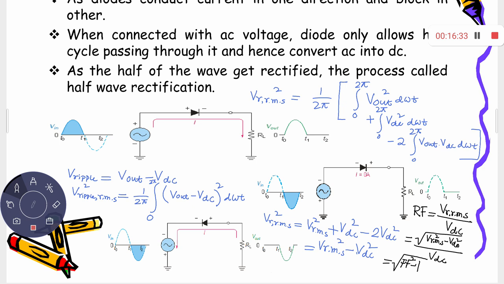So for a good rectifier, you should expect that the ripple factor, or you can also say the form factor, should be small. Hopefully you calculated the expression for the form factor last day: 1.57 for the half wave rectifier. One thing is very sure: if your ripple component is that much, it's not a good rectification. And moreover, you have just got rid of the negative part.